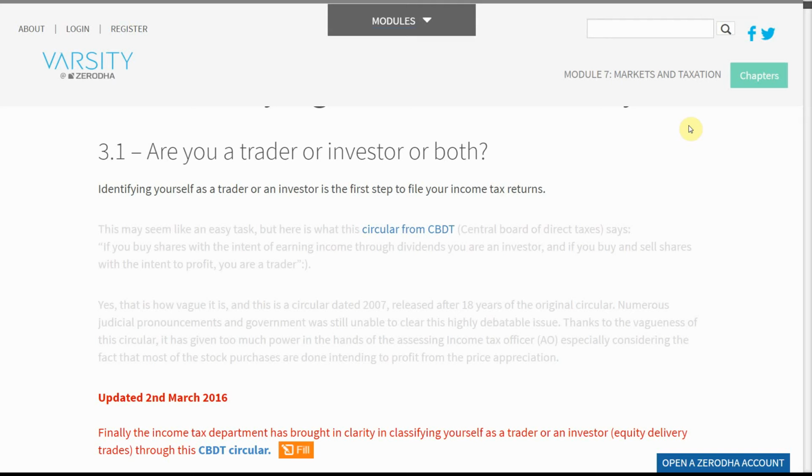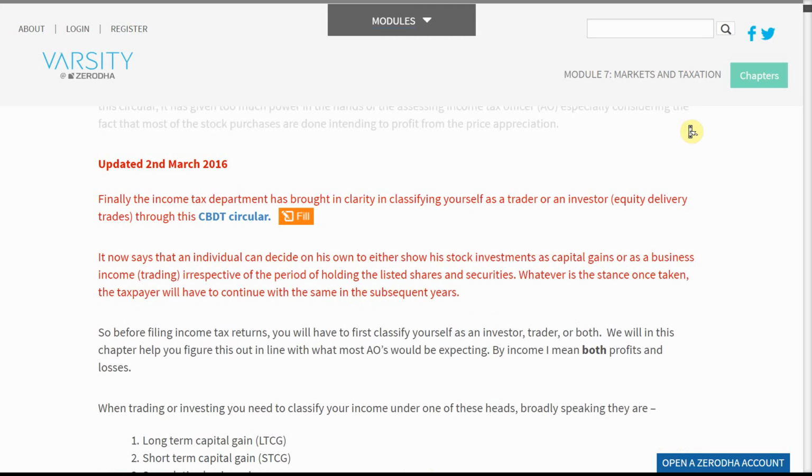Updated the 2nd of March 2016. Finally, the Income Tax Department has brought in clarity in classifying yourself as a trader or an investor for equity delivery trades through this CBDT circular. It now says that an individual can decide on his own to either show his stock investments as capital gains or as a business income, trading, irrespective of the period of holding the listed shares and securities. Whatever stance is once taken, the taxpayer will have to continue with the same in subsequent years.